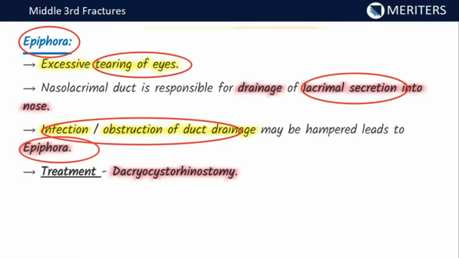Now what is the treatment for this? The treatment is dacryocystorhinostomy, and we have to go for that.